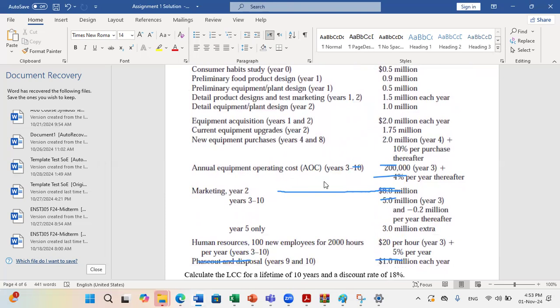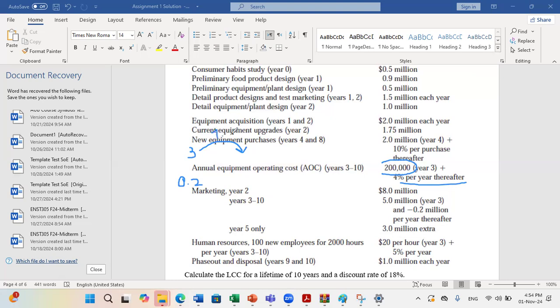I can say, for example, here, I have to consider $200,000 for year 3 with a 4% increment per year thereafter. Okay, so this means that for year 3, under year 3 in my Excel sheet, I will just put 0.2. If I do the analysis in $1 million, I divide by 10 to the power 6, so 0.2. Okay, now what do I have here? Each year I will multiply by 1.04.